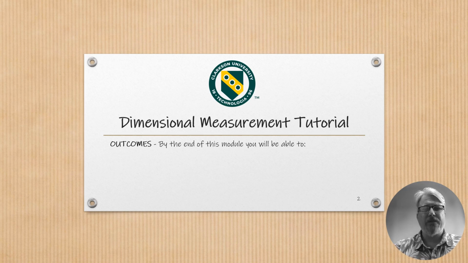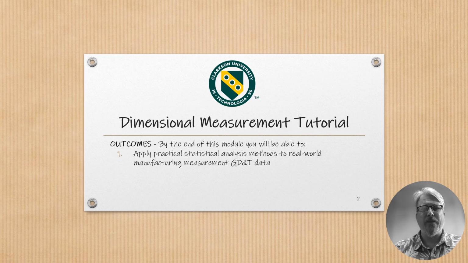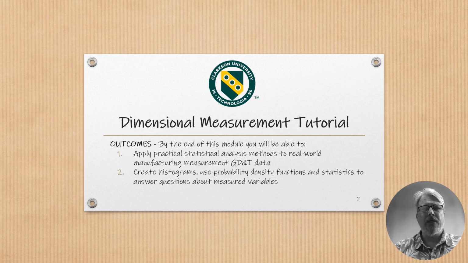By the end of this module, you'll be able to apply practical statistical analysis methods to real-world manufacturing measurement GD&T data, to create histograms, use probability density functions and statistics to answer questions about measured variables, and quantify precision intervals and confidence intervals, and identify outliers.